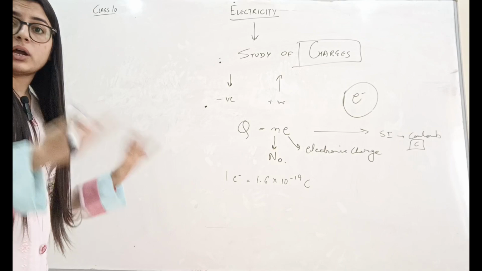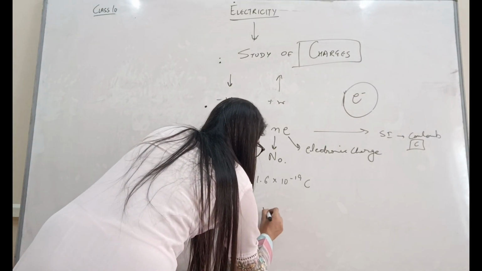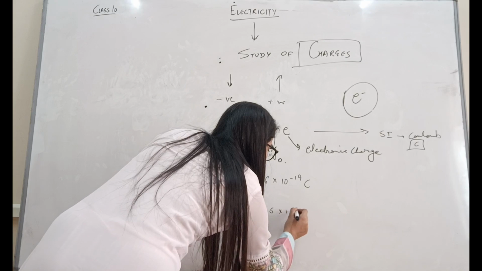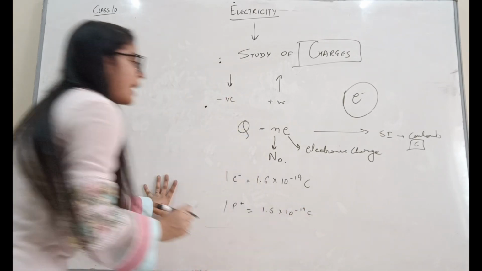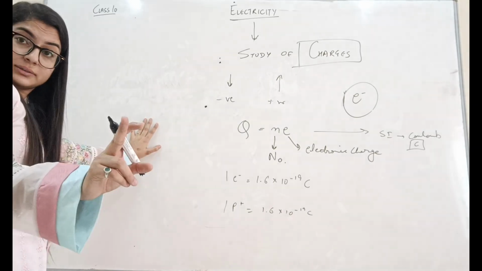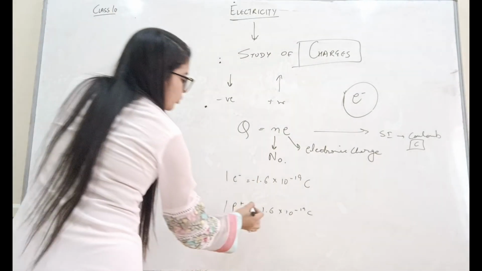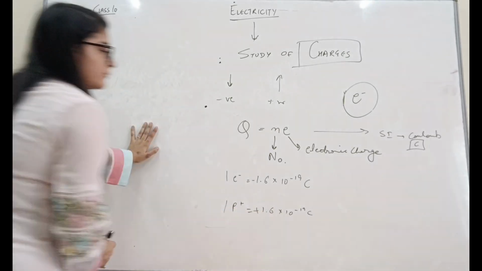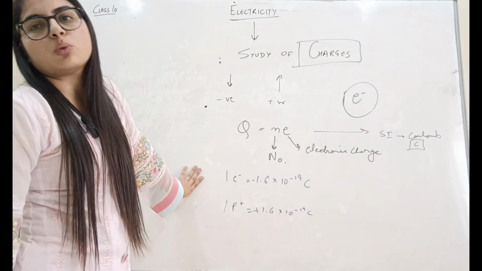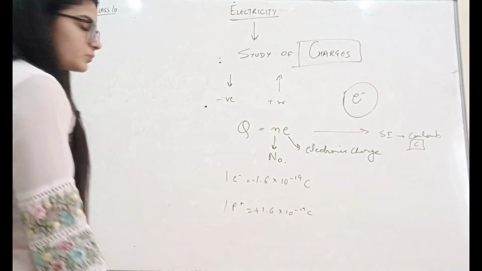How much charge does one proton have? One proton has the same amount of charge because we are taking the magnitude of the charge. But we know that an electron is negative and a proton is positive. So that's the whole difference between one electron and one proton.